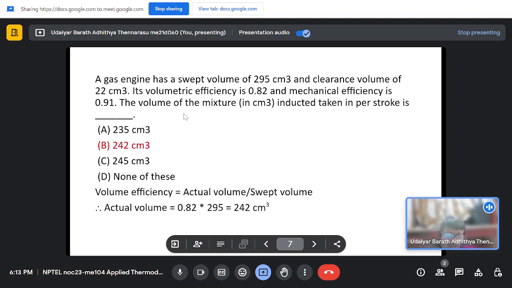So if your densities are nearly the same, you can cancel out density and write it in terms of volume. Volumetric efficiency is actual volume by swept volume. Actual volume is the volume of air coming into the cylinder. Swept volume we already know from the question, it's 295 centimeter cube, and the volumetric efficiency is 0.82. Using this relation we can find the actual volume. So actual volume is 0.82 times 295, which gives us 242 centimeter cube. So the answer is B, 242 centimeter cube.